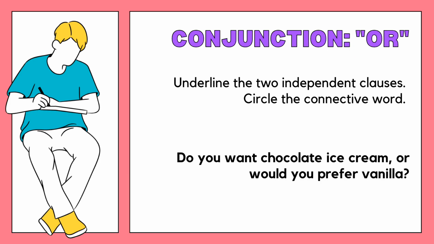Coordinating conjunction or. Do you want chocolate or would you prefer vanilla? We use the coordinating conjunction or to show variety. So here, the listener is expected to pick one option. We use it to put two options in a compound sentence. Do you want chocolate ice cream? That is one. Would you prefer vanilla? That is two, joined together by the coordinating conjunction or, where the listener is expected to pick a particular choice.